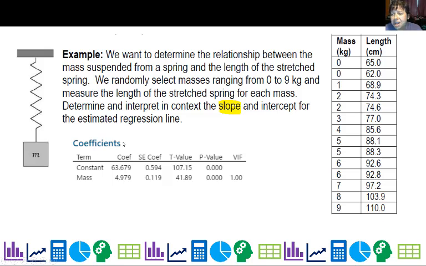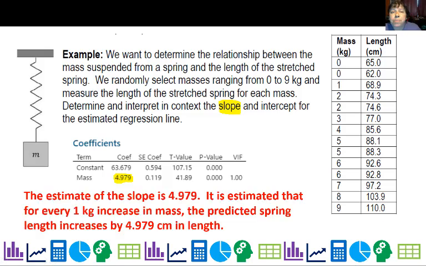Now, I know that this column says coefficient, but we're looking for the coefficient of the mass. The slope is always the coefficient of the units here, not the constant. That's your y-intercept. So that's what we're looking for. The way we interpret it is we say the estimate of the slope is 4.979. It is estimated that for every 1 kilogram increase in mass, the predicted spring length increases by 4.979 centimeters in length. Now, don't say the spring will increase. You need to have a little bit of a hedge there because these are just predictions on average.